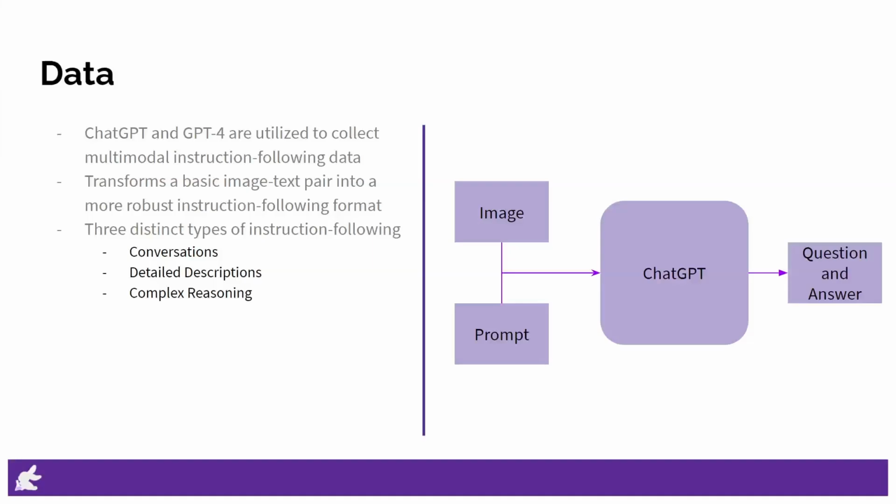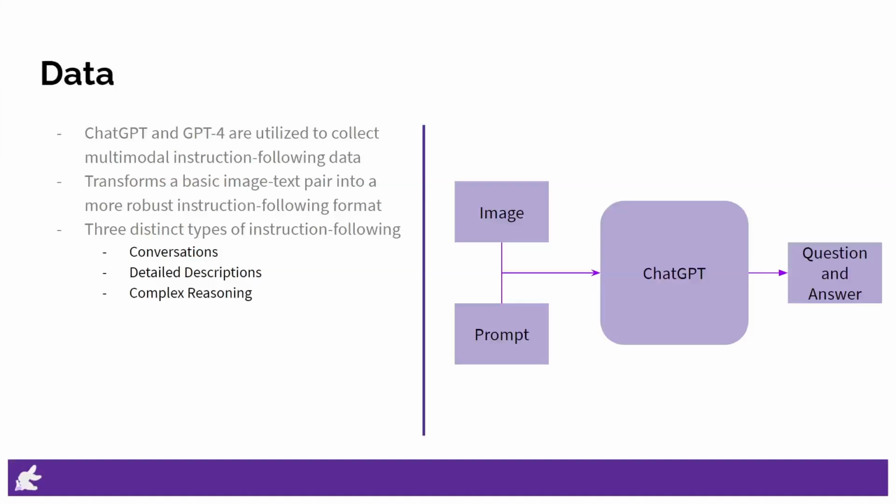Conversations, simulated dialogues where the assistant answers questions related to the image, covering aspects like object types, counts, actions, and spatial relationships. Detailed descriptions, aimed at providing comprehensive visual summaries, where GPT-4 generates descriptions based on randomly selected questions. Complex reasoning, questions that necessitate rigorous reasoning and logical steps to derive answers from the visual content.